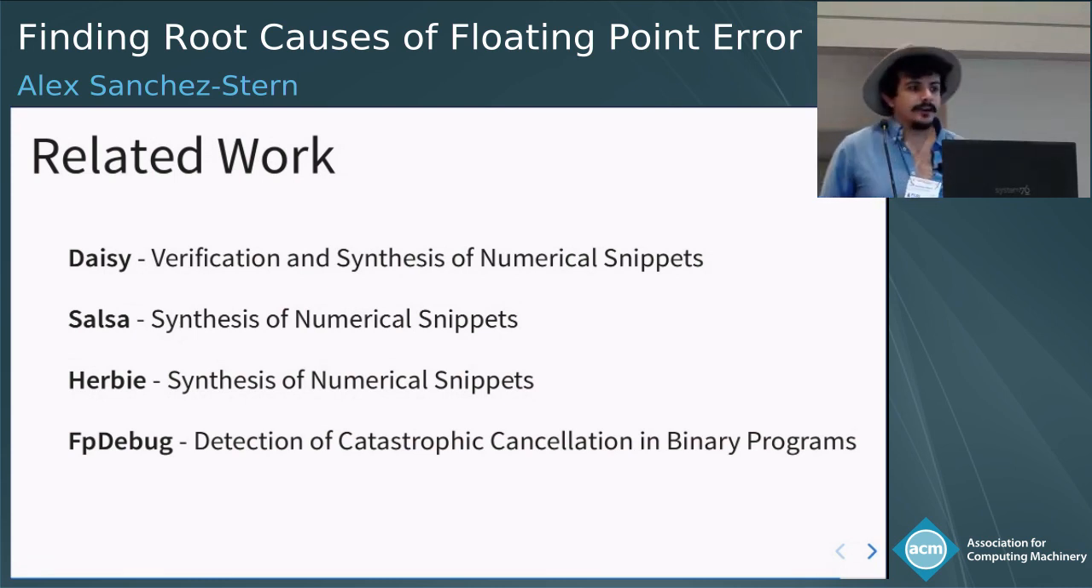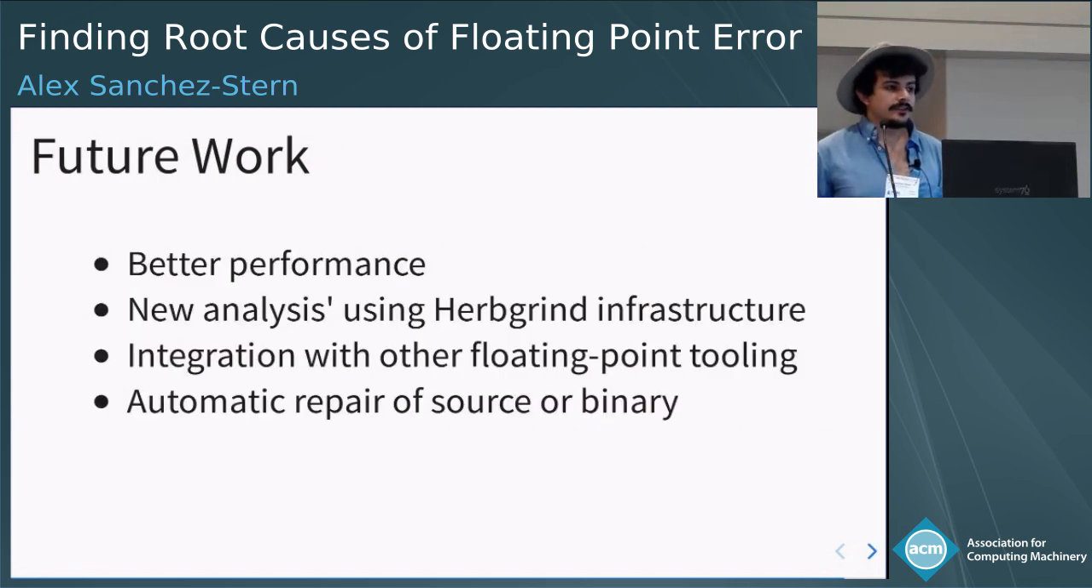In the future, we'd like to make our analysis even better to scale to larger scale programs. And we'd like to build new analyses using the infrastructure that we built here. Finally, we one day dream of having a fully automated floating point repair pipeline where we can work with some of the other floating point tooling in this space. We can have HerbGrind extract a root cause, have DAISY or Herbie produce a better way to compute that function, and then finally automatically reinsert the better code into the binary or source so that without any manual work by the user, we can fix floating point behavior.